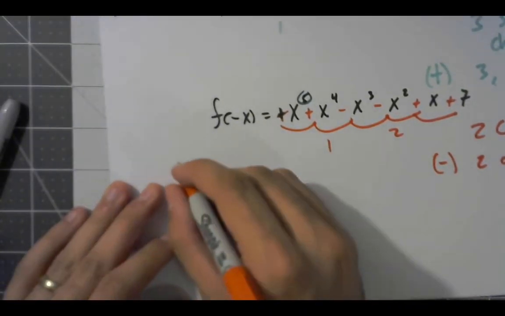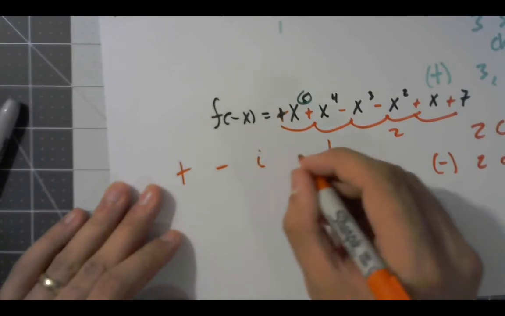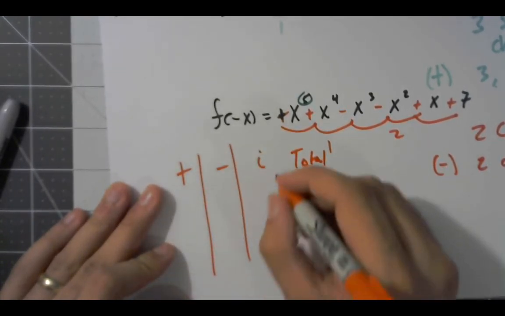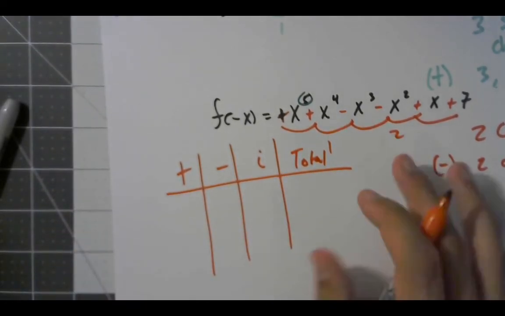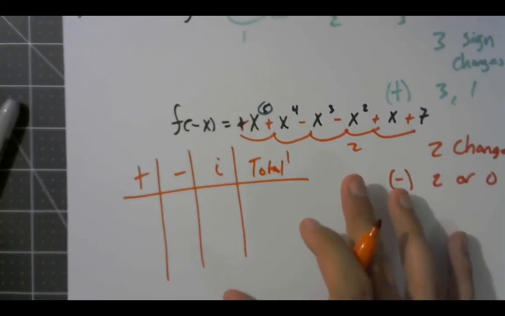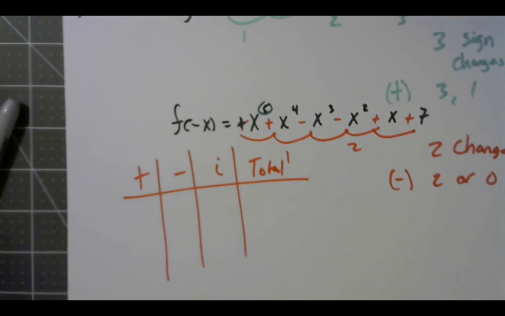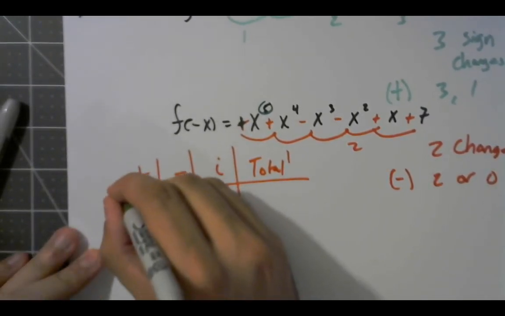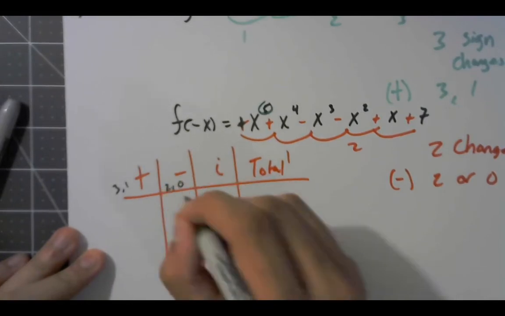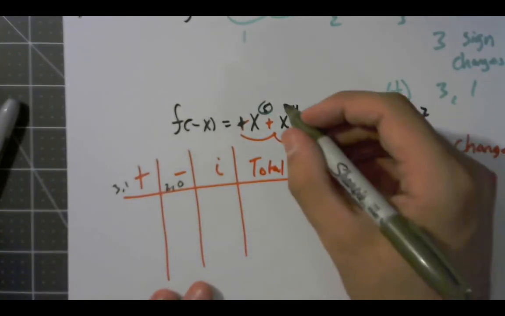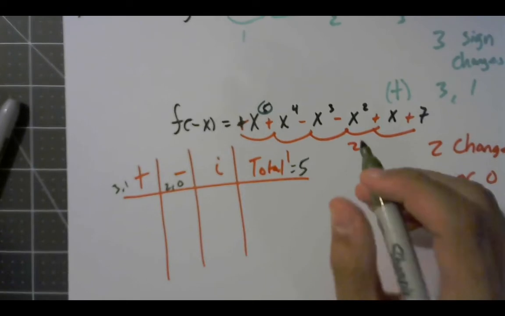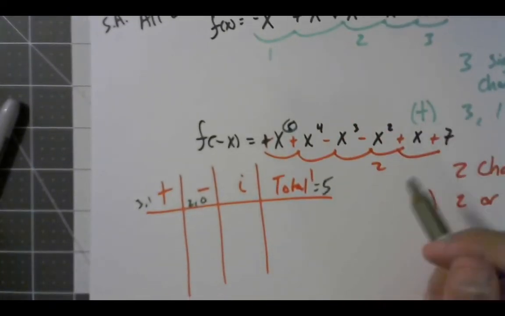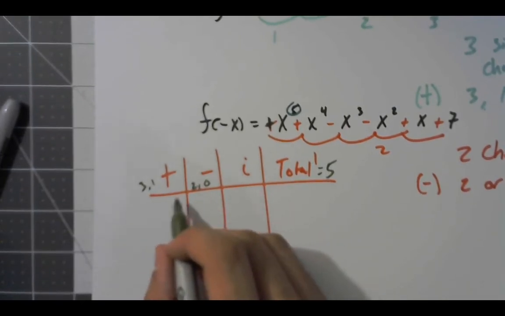So with that, I have positive, negative, imaginary, and my total. So I have 3 or 1 in here. I'll write that to the side so I remember my positives are going to be 3 or 1. Negatives are going to be 2 or 0. My total is going to be 5 every time because that's my biggest exponent. 5 is my biggest exponent. So I want to do every combination of these two.